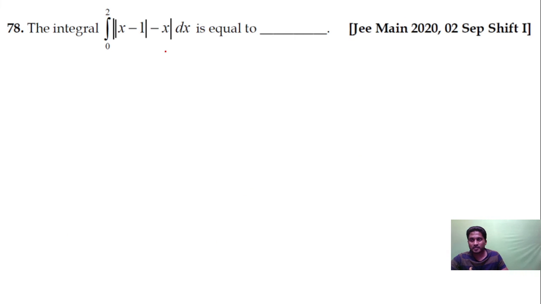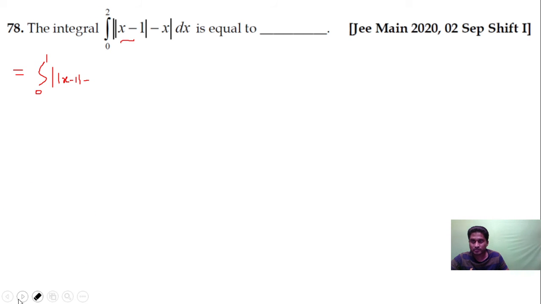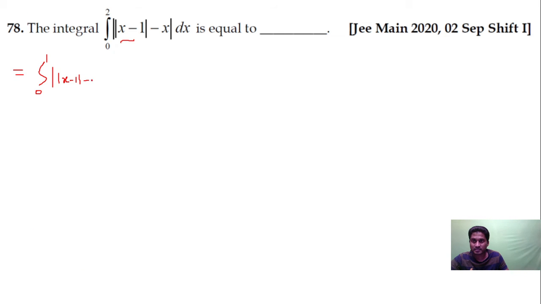Question number 78. See, integral 0 to 2 of mod of x minus 1, obviously you get a sharp edge at x equal to 1. I can write 0 to 1, inside mod you get mod of x minus 1, minus x, and then you get the mod.